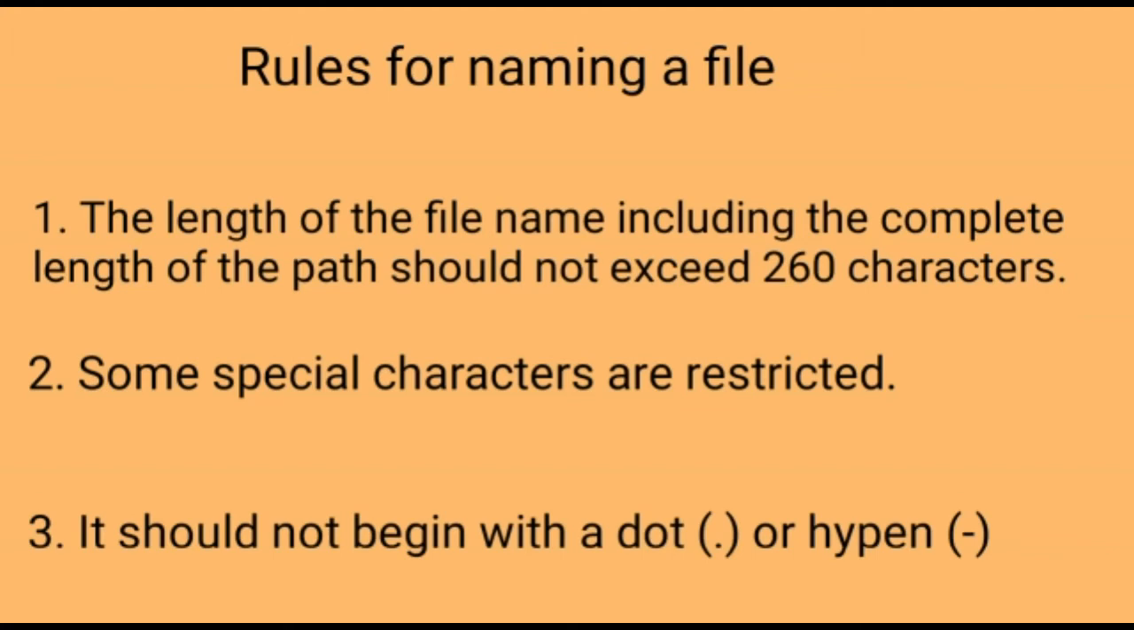Rules for naming a file. The length of the file name, including the complete length of the path, should not exceed 260 characters. Some special characters are restricted. It should not begin with the dot or hyphen.